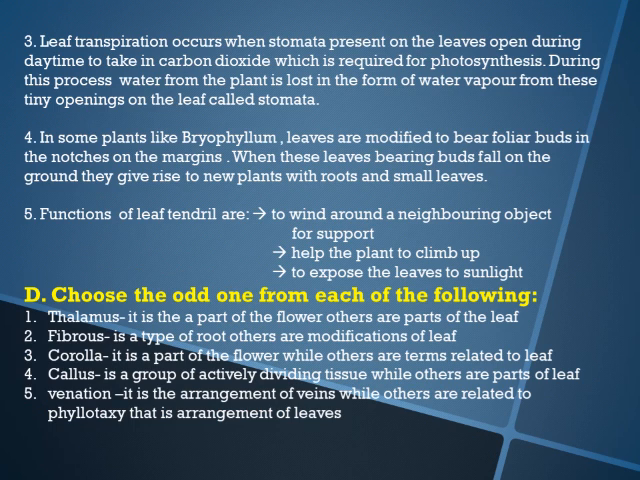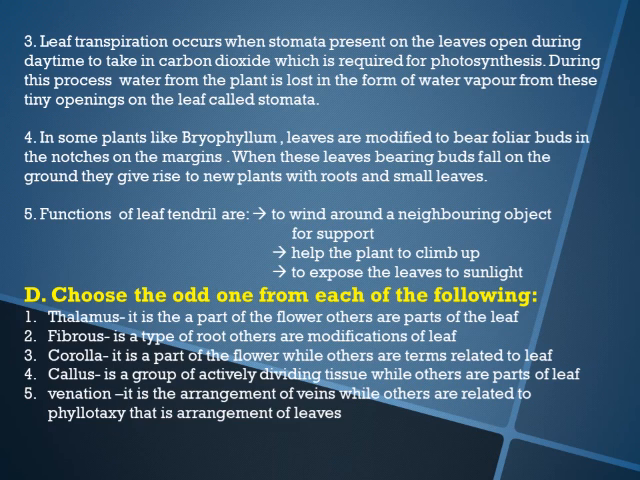In the third question, how does transpiration occur in plants? Explain. Now, leaf transpiration occurs when the stomata present on the leaves open during daytime to take in carbon dioxide, which is required for photosynthesis. Now, children, remember very carefully, listen that for taking in carbon dioxide which is required for photosynthesis, the stomata have to open, and that can be done only during daylight, because sunlight is also required during this process. When the stomata remain open to take in carbon dioxide, at that time water is lost from these tiny openings on the leaf called stomata.